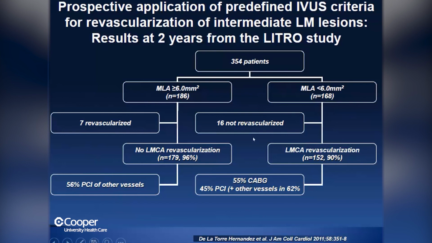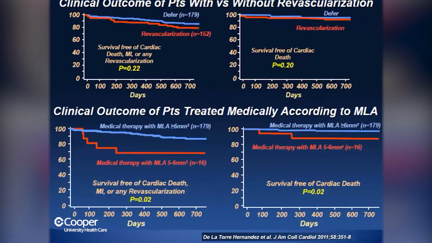But there were 16 patients out of this who did not have surgery for one reason or another. And this is the group where the recommendation actually comes from. And the MLA more than 6 millimeter, they were mostly treated medically.